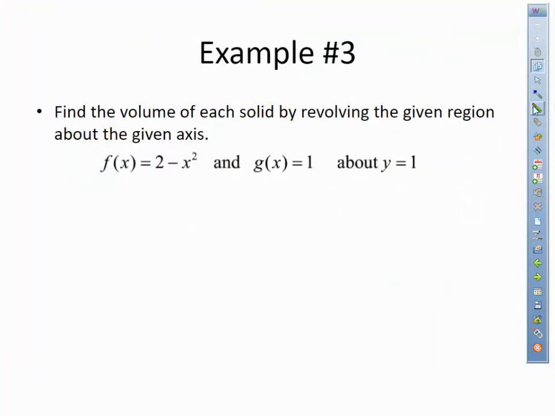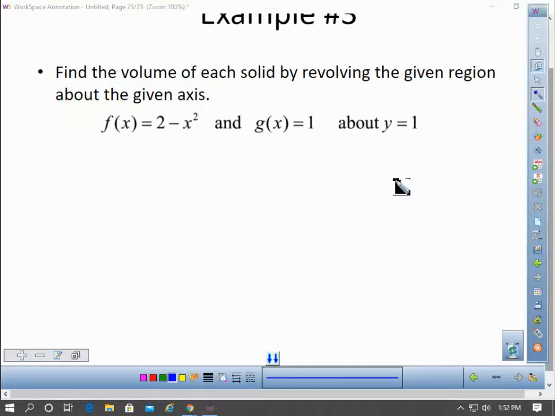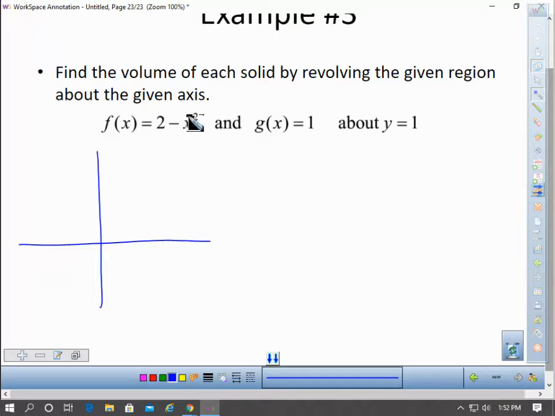So let's do another, and hopefully I won't put the wrong limits of integration. All right, find the volume of each solid by revolving the region around the given axis. Okay, so again, I always want to sketch what I'm looking at. So I've got 2 minus x squared. Well, we know x squared is a parabola that's a smile. A negative flips it over and makes it a frown. And then adding 2 is going to shift up the vertex from the origin to be at 0, 2. All right, so that's what that looks like, shifting up to 2.